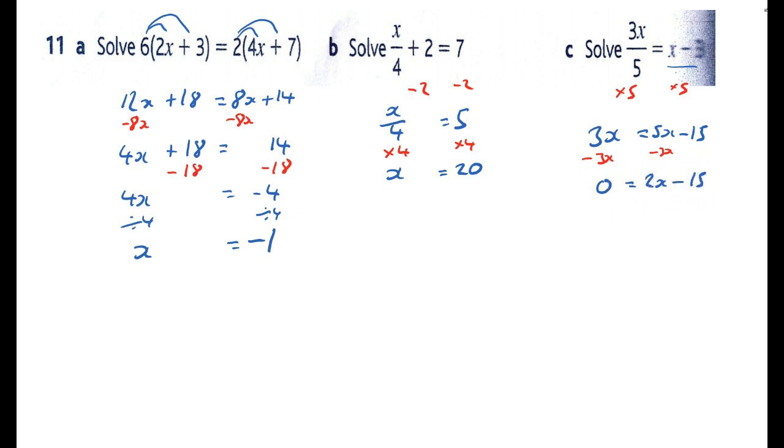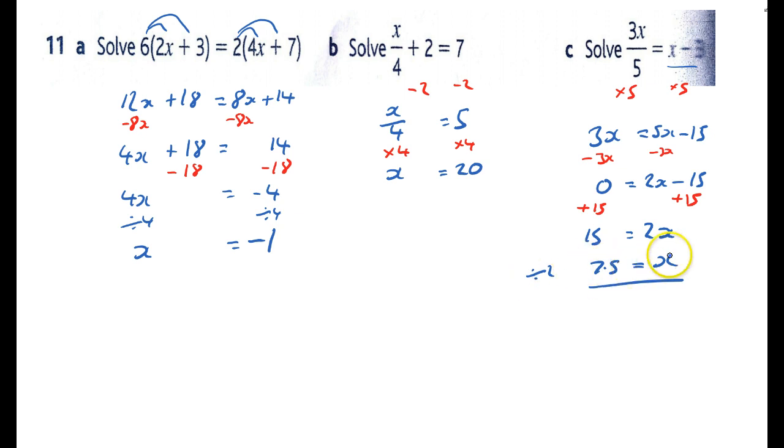And now I've got x's on the right hand side. I want to get rid of the numbers from there. I'm going to add 15 to both sides, and that will give me that 15 equals 2x. Divide both sides by 2, and that will give me 7.5 equals x.